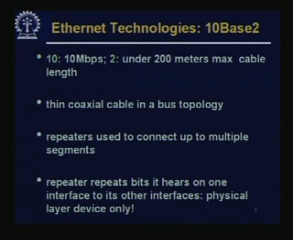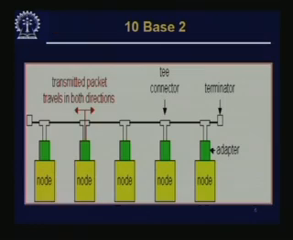Repeaters are used to connect multiple segments. A repeater repeats the bits it hears on one interface to the other interface. So, this is a physical layer device just for amplification, strengthening the signal, that is all. This is a figure of how they were connected.